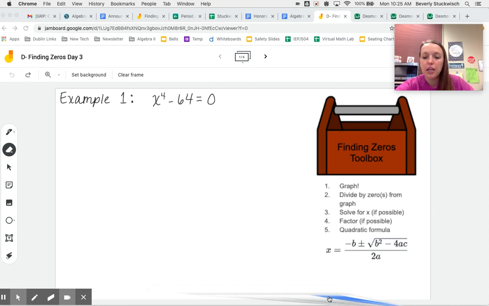Okay, so today we're going to be working on finding zeros of different polynomials. We're going to do a couple of examples together, just some different things you might run into. So we've got x to the fourth minus 64. So we are expecting up to 4 zeros.